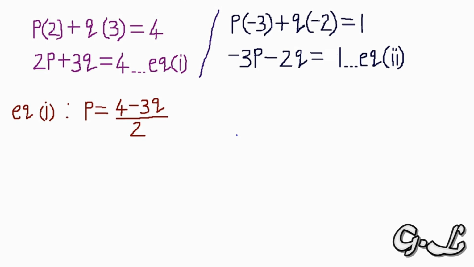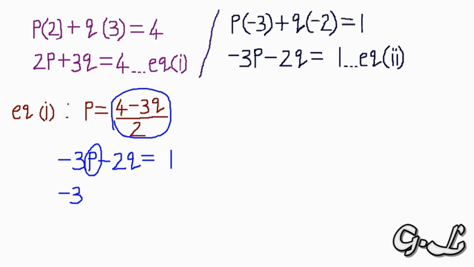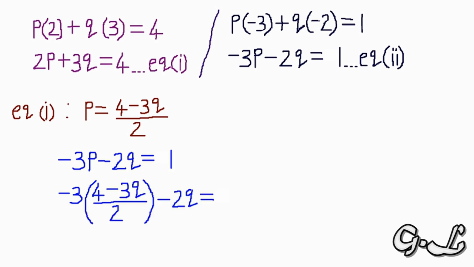So what you have to simply do is get that equation, which is -3P minus 2Q is equal to 1. And wherever there is P in the second equation, we're going to replace it with what P equals. And P equals (4 minus 3Q) over 2. That is what we're going to do. We're going to enclose it in parentheses like that. It is going to be -3 open parenthesis (4 minus 3Q) over 2 close parenthesis minus 2Q is equal to 1.